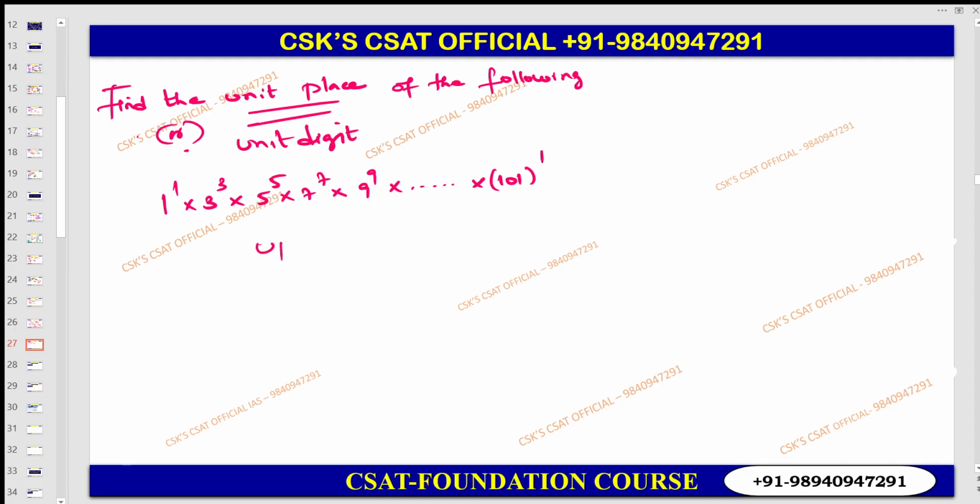So the unit place or unit digit is going to be 5. Why? Odd, odd, odd, odd, odd, odd. When odd is multiplied with 5, 5 into odd, the unit place becomes 5 only. So this kind of things you can take and work on.